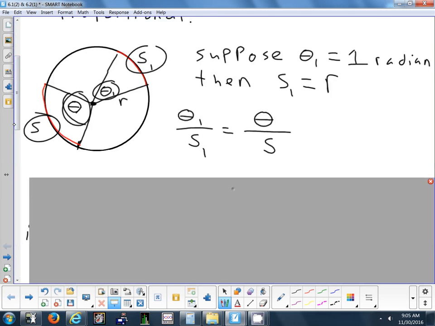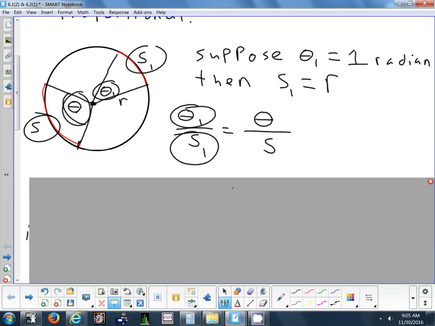Right, now I want to substitute in what I said. I'm going to change that to 1, and I'm going to change that to r. And that's the left-hand side. Okay, that's your starting fact. And then we're going to use that to figure out anything else they ask us to find.